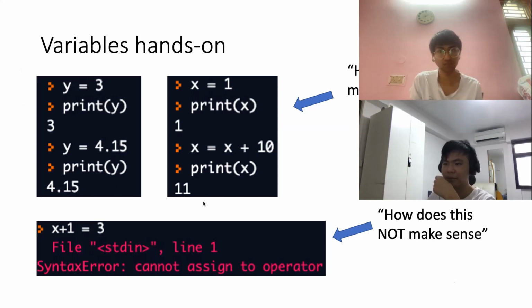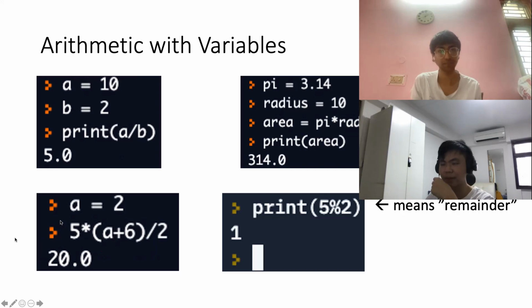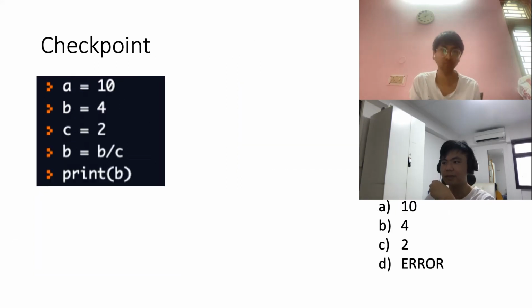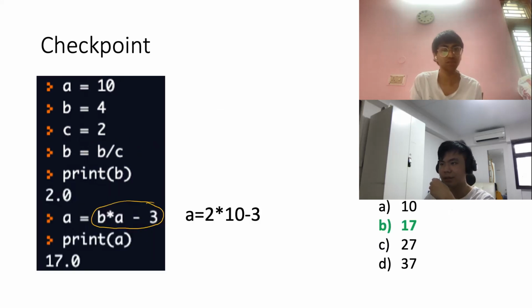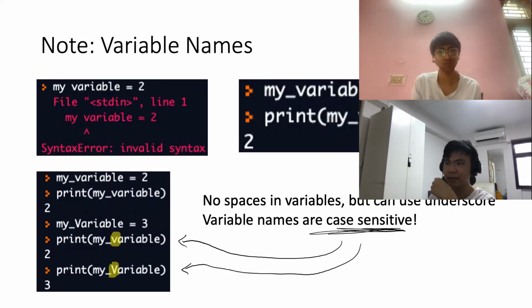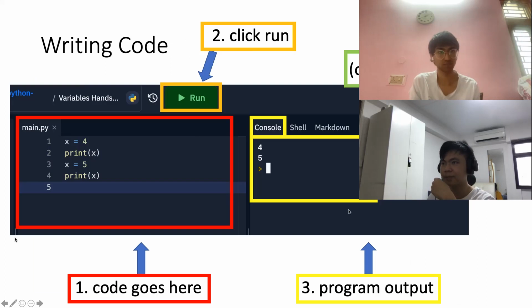And you cannot write an expression like x plus 1 equals 3, because the left-hand side must only be a variable. Then we learned that with numbers, if our variable is an integer, then we can do arithmetic with it. We went through some exercises, and we also noted that variable names must be one word. They're case sensitive as well.